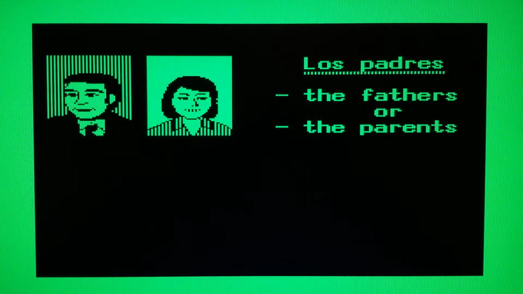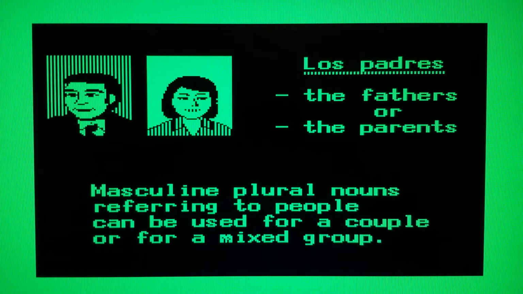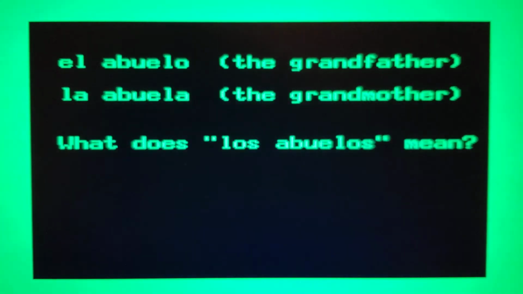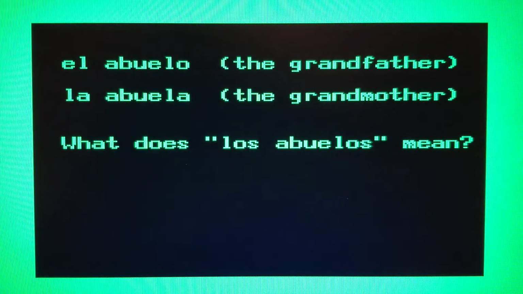Los padres means the fathers. It also can mean the parents. Masculine plural nouns referring to people can be used for a couple or for a mixed group. Remember el abuelo, the grandfather and la abuela, the grandmother? What does los abuelos mean?